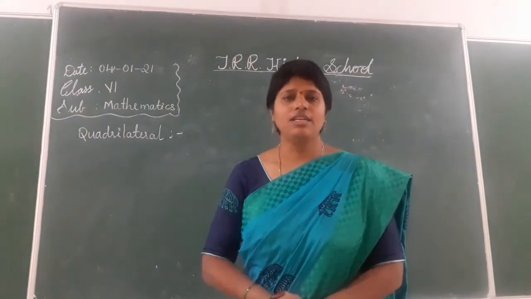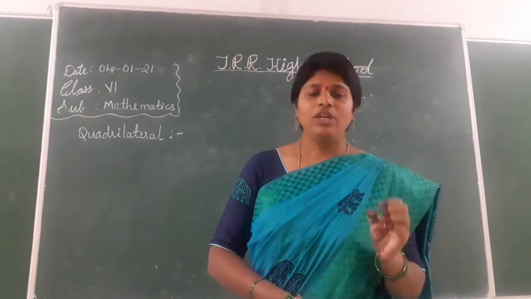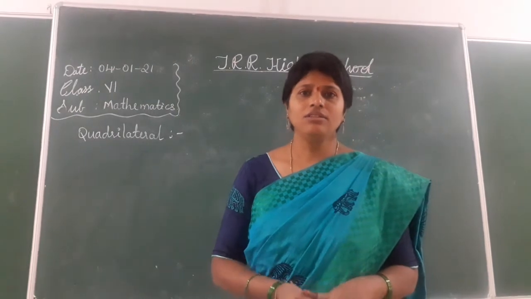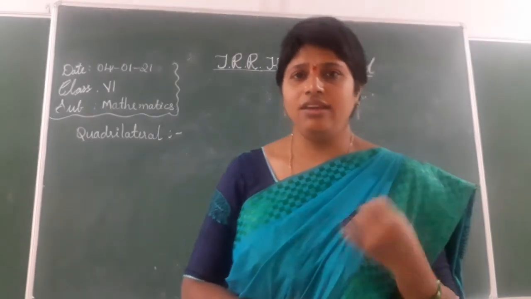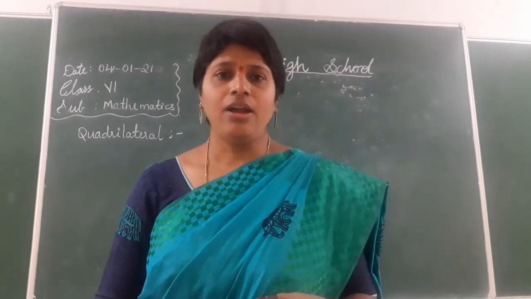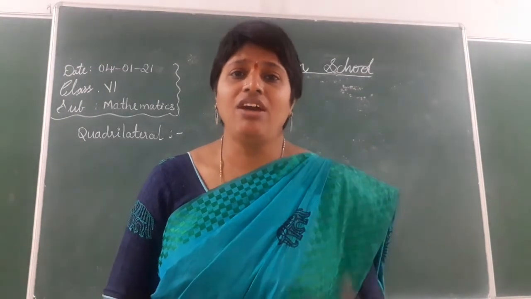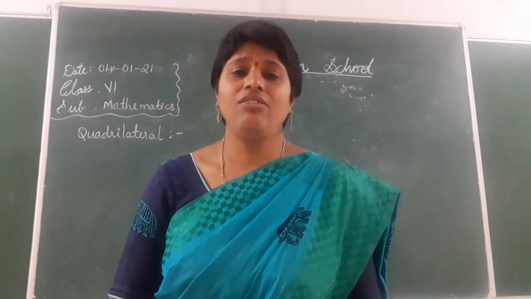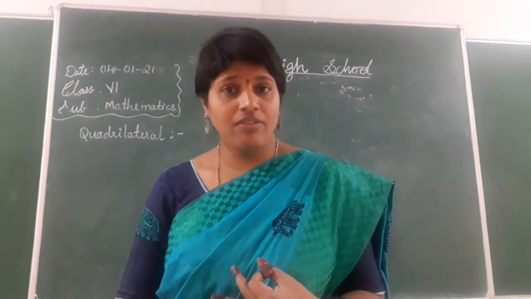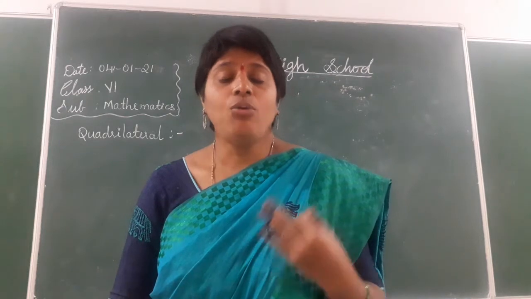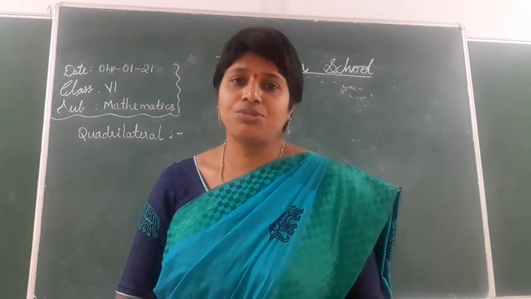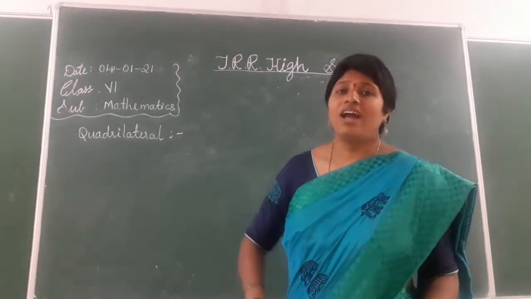So in the last class we have seen what a triangle is, how the triangle divides a plane into three regions: interior, exterior and boundary, and what a triangle will have: three vertices, three sides and also three angles, and how the angle is formed I have also explained to you, right? Now in today's class we will see what a quadrilateral is.